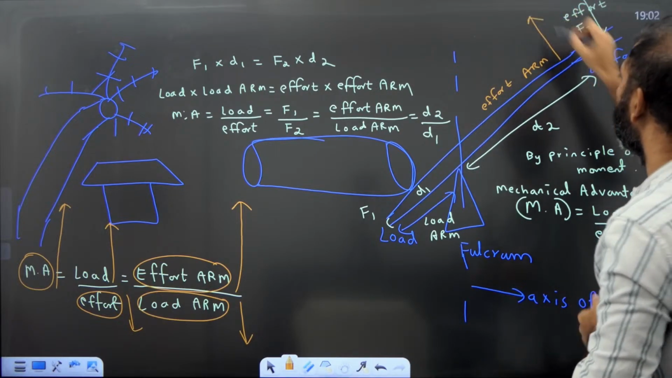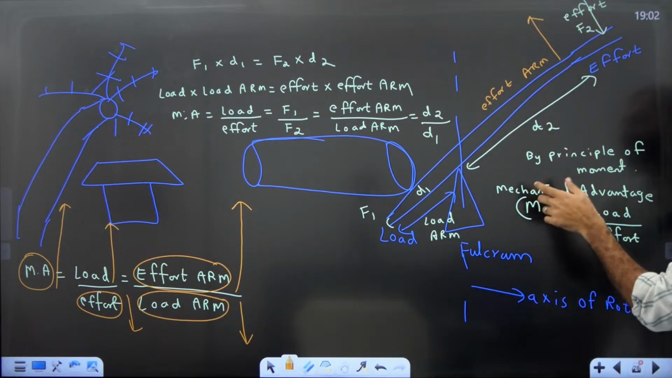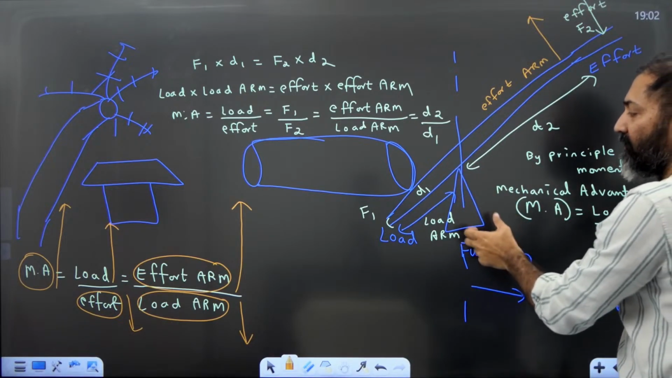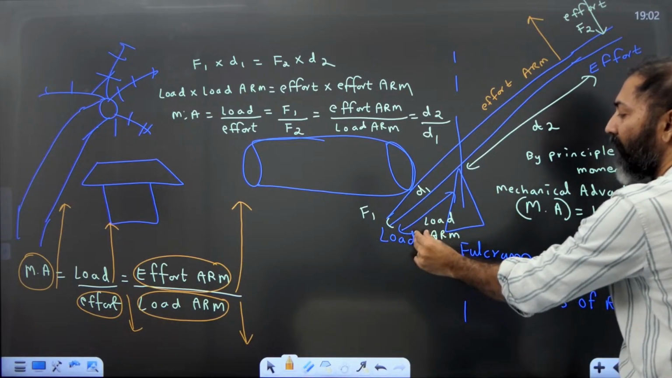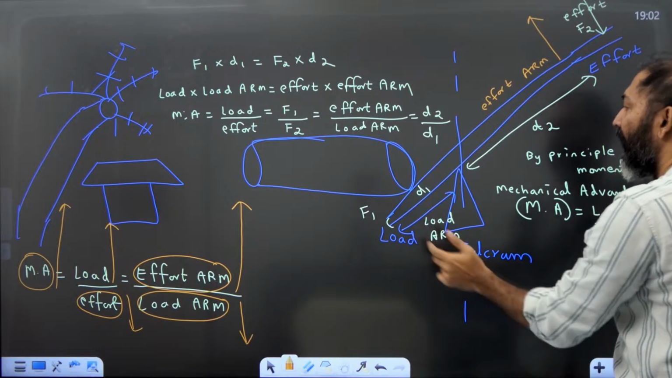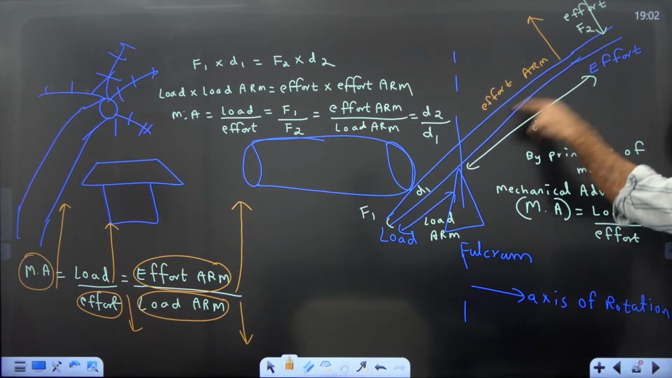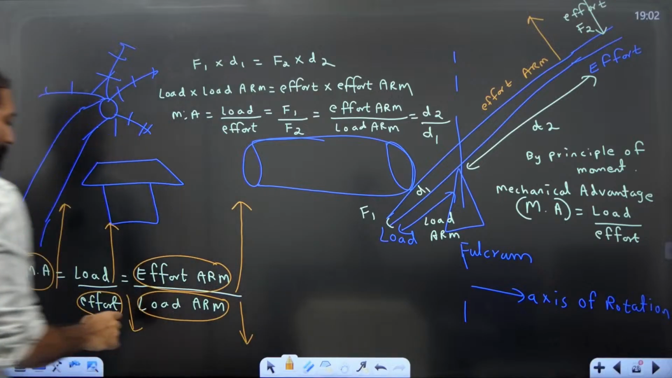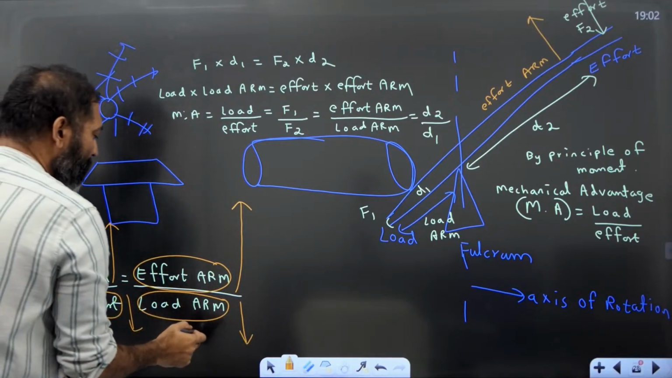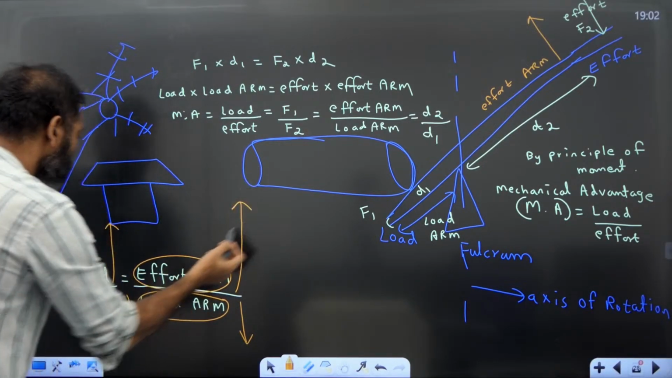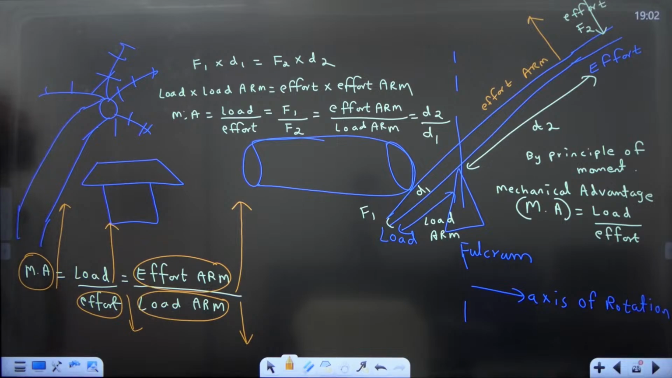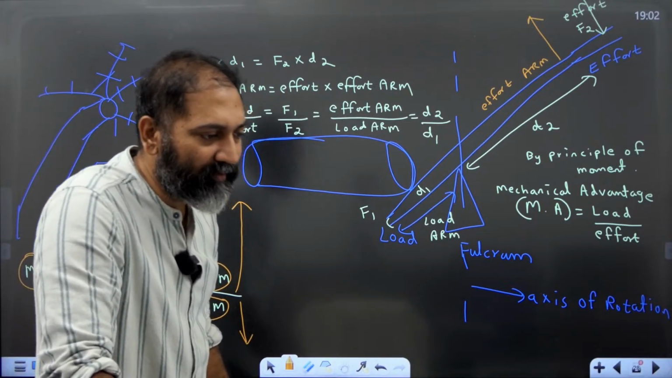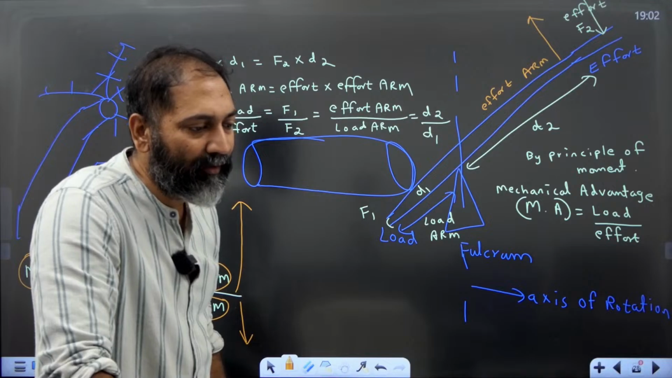Why am I keeping it in this position? If I place the fulcrum or axle of rotation close to the load, my load arm will be minimum and my effort arm will be maximum. By making load arm minimum and effort arm maximum, I am getting more mechanical advantage.